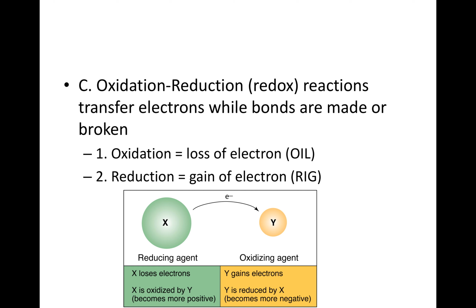So when an item gets reduced, as you can see here, this one is getting reduced. So Y is reduced by X and becomes more negative; X is oxidized by Y and becomes more positive. When items get reduced, they actually have a higher energy level because they gained that electron.